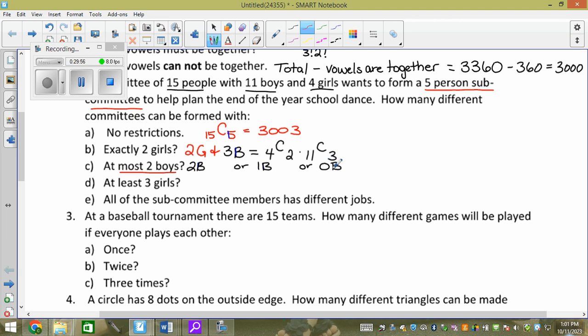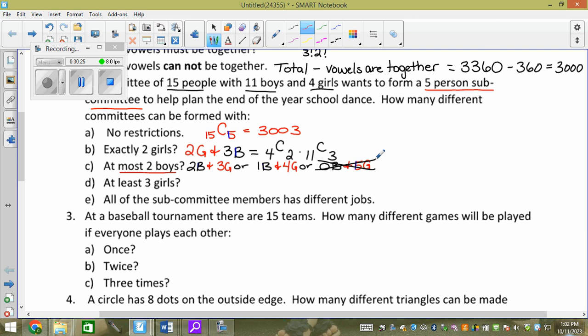So the 2 boys needs to be supplemented with 3 girls. And the 1 boy needs to be supplemented with 4 girls. And the 0 boys needs to be supplemented with 5 girls. What's my problem with the 5 girls case? There's only 4 girls. You can't actually do that one. You can't say 4 girls choose 5. You can't go 4C5.